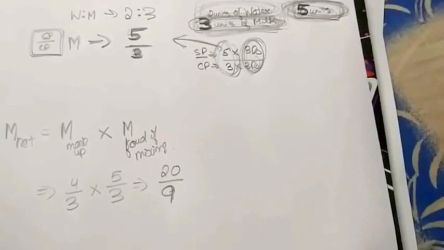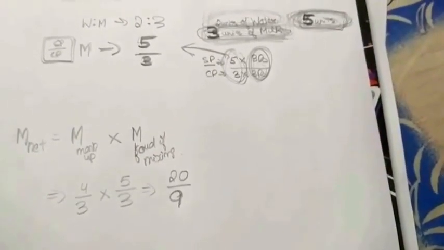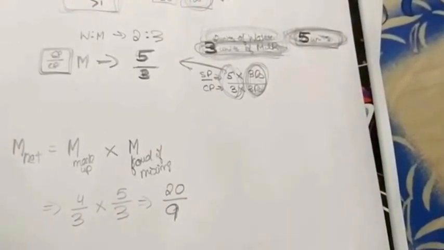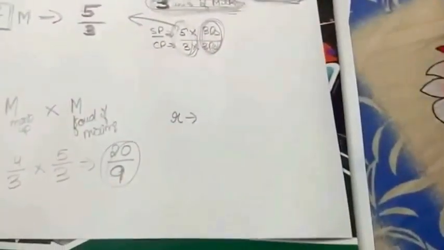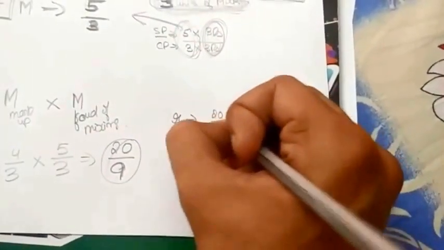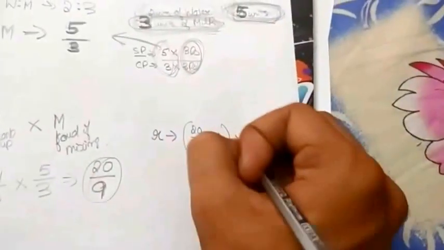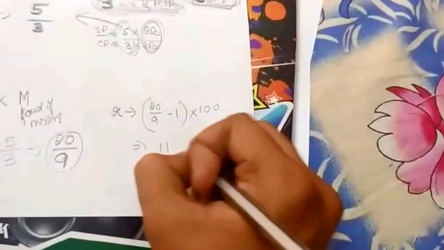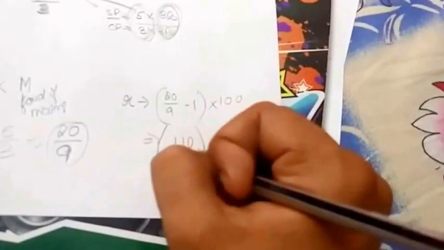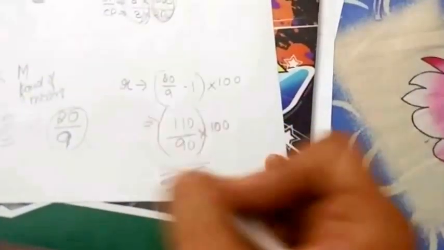And you can correlate with the previous way, when you solved it using the basic CP and SP knowledge, you had reached something like this only. Because from here, if I say we have to find the R, that R would come out to be 20 upon 9 minus 1 whole multiplied by 100, and this would be 11 upon 9 into 100. And when we had that basic way, we had 110 by 90, and that's the same thing, and we know how to continue from here, right? So I hope this was helpful.